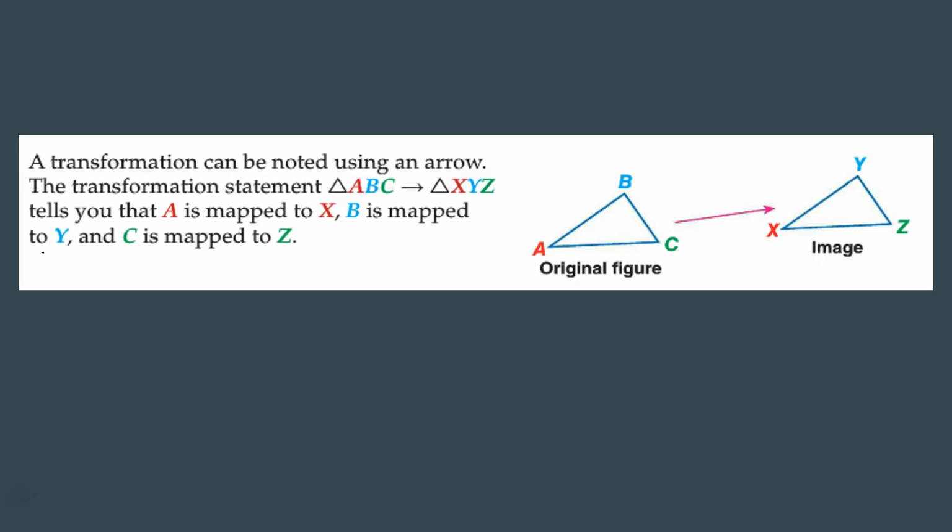Alright, so let's go over a couple things. First of all, a transformation can be noted using an arrow. A transformation statement, the triangle ABC translates to triangle XYZ, tells you that A is mapped onto X, B is mapped onto Y, and C is mapped onto Z. Notice you have your original figure, and it gets transformed to your image.